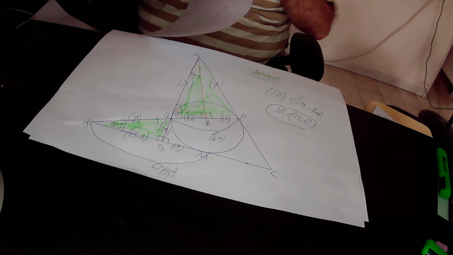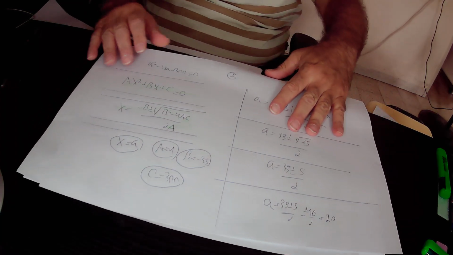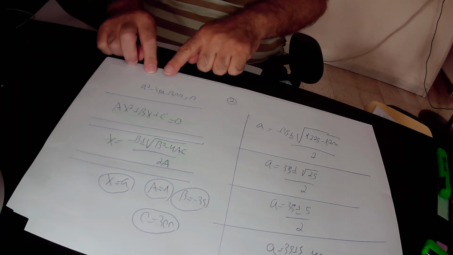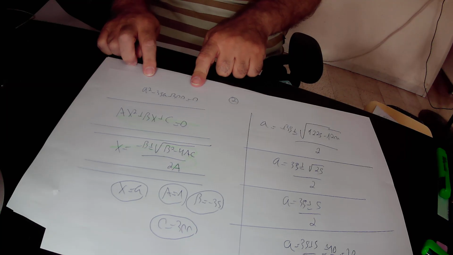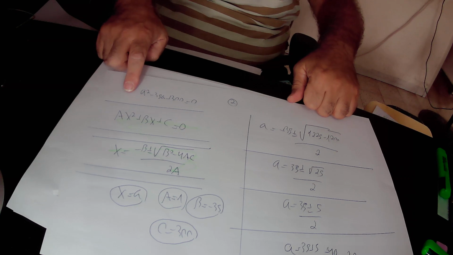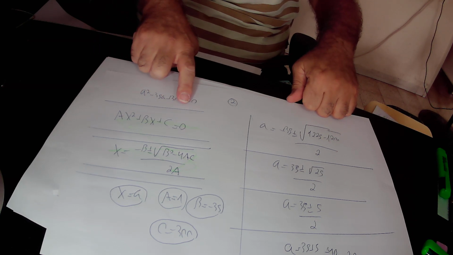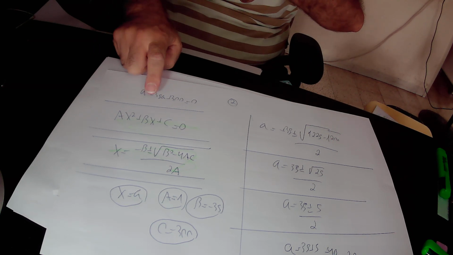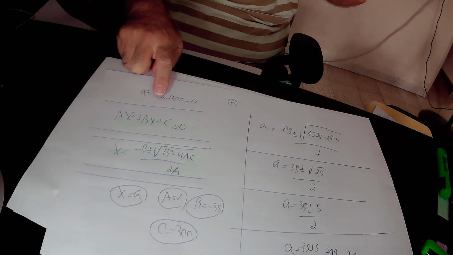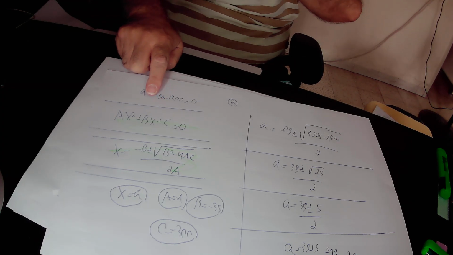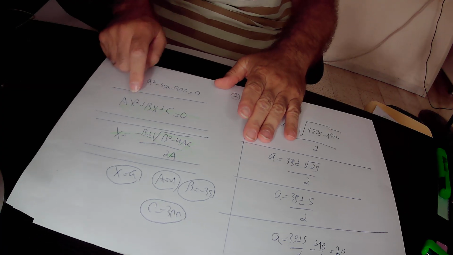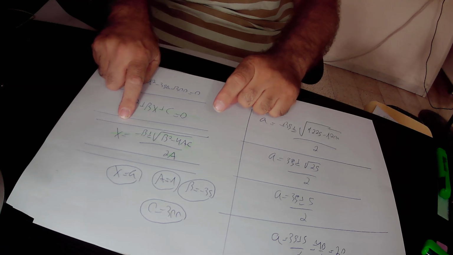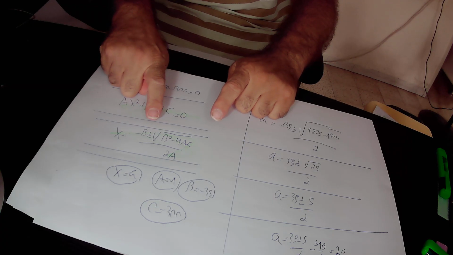And again, we found that a squared minus 45a plus 300 equals 0. So this is a quadratic equation, and the general form of a quadratic equation is ax squared plus bx plus c equals 0. In this general form, a, b, and c are the coefficients of the quadratic equation, and x is the variable that we are looking for. We find the value of x according to the following formula: x equals minus b plus minus the square root of b squared minus 4ac, over 2a.